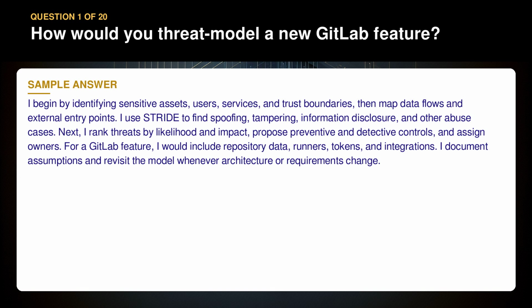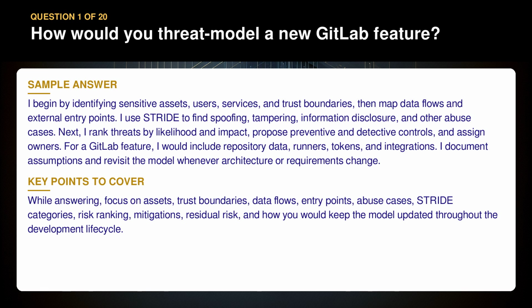For a GitLab feature, I would include repository data, runners, tokens, and integrations. I document assumptions and revisit the model whenever architecture or requirements change. While answering, focus on assets, trust boundaries, data flows, entry points, abuse cases, STRIDE categories, risk ranking, mitigations, residual risk, and how you would keep the model updated throughout the development lifecycle.